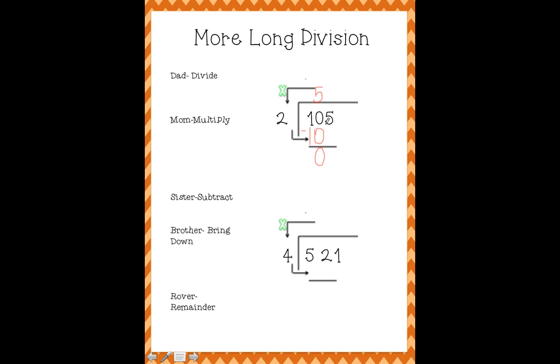We do have a number that we could bring down. So I'm going to bring down my 5. How many times can 2 go into 5? So I want to say 5 divided by 2. I know that's not going to go in evenly, but I know 2 times 2 equals 4. So I'm going to put my 2 above that 5. 2 times 2 equals 4. I'm going to then subtract 1, and then there's nothing else to bring down. My 1 is less than 2, so I make that a remainder 1.